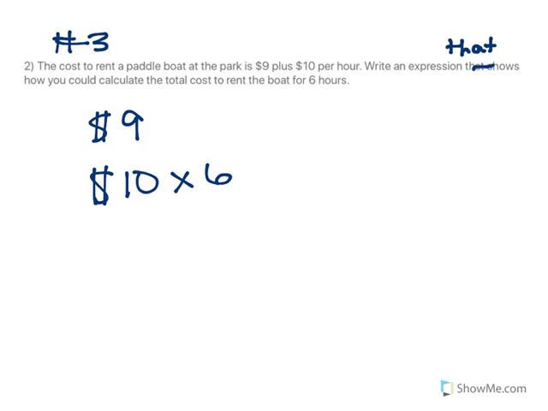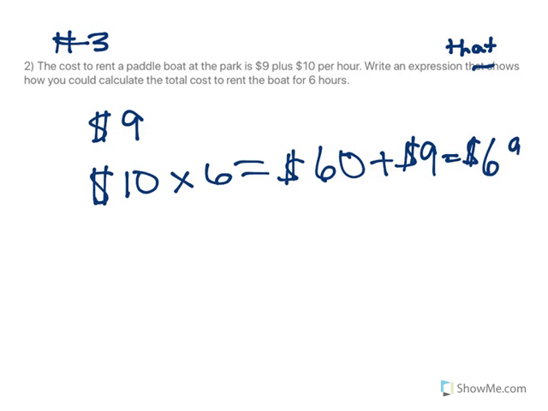So, there we go. We know that that's going to equal $60, and then $60 plus the original $9 for the boat. Altogether, you'll be paying $69. But again, they want us to write an expression. Sorry, we're overachieving and solving our expression.